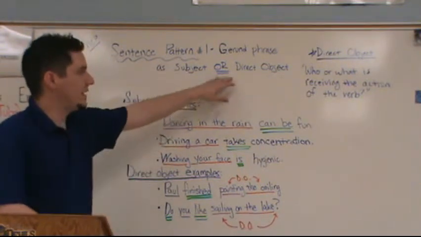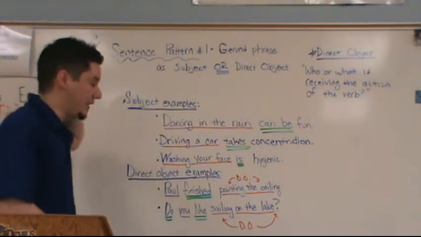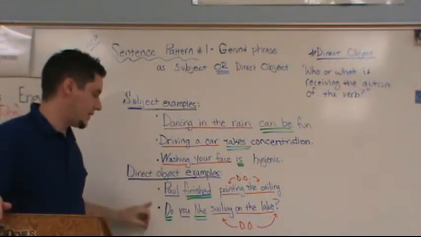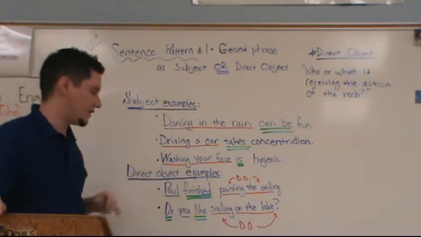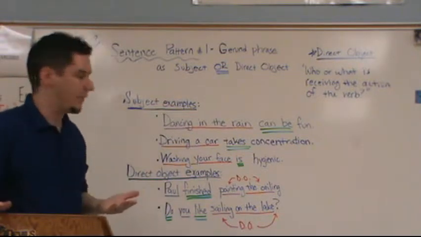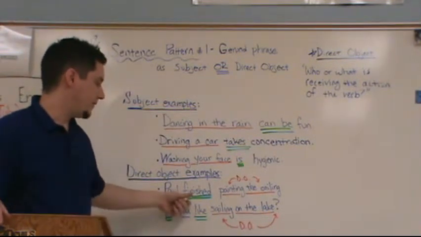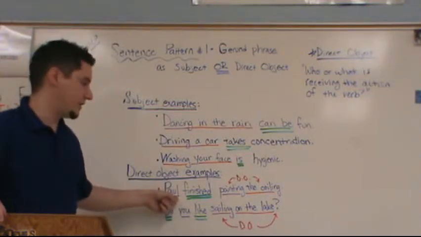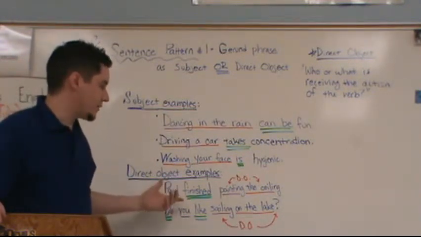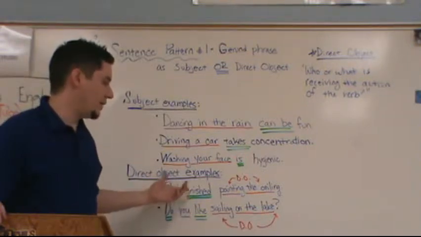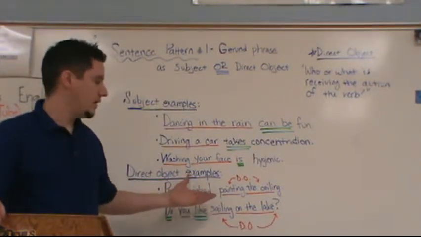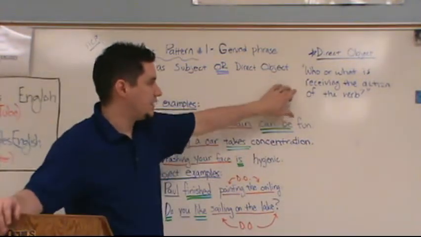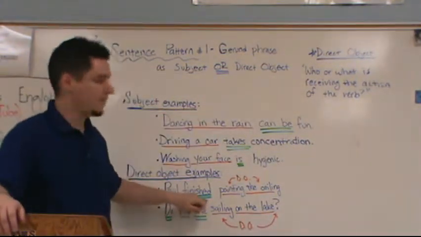On the flip side, our second part of this was the gerund phrase being used as a direct object. In this case, here are two examples. Paul finished painting the ceiling is one. Again, what is the verb? Someone finished. So finished is our verb. Who or what finished? It was Paul. Paul is the subject. And now we're going to say, well, what did Paul finish? He finished painting the ceiling. Painting the ceiling is receiving the action of the verb finished here.